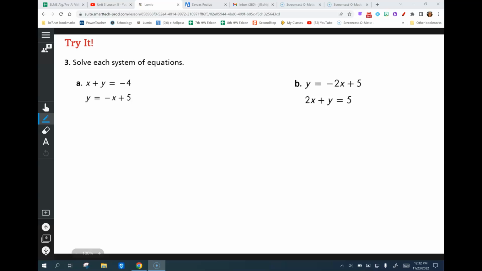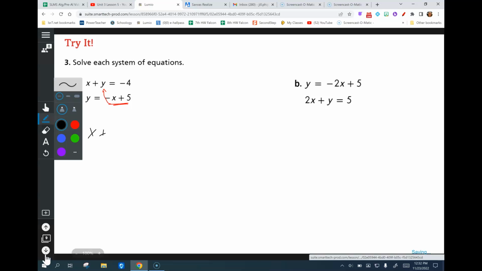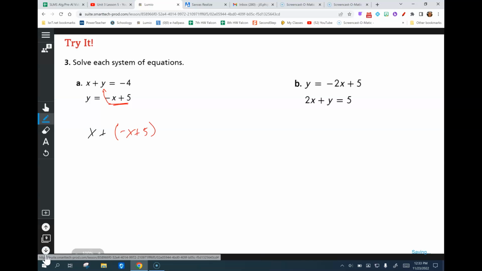The next thing you encounter in your workbook are the try it problems 3A and B, and we're just going to try these and plug them in. So we're going to, of course, take one and plug it into the other. I'm going to plug this in for y. So I have x plus negative x plus 5 because I'm plugging that in for y. I put it in parentheses just to help me see that's what I'm actually plugging in.